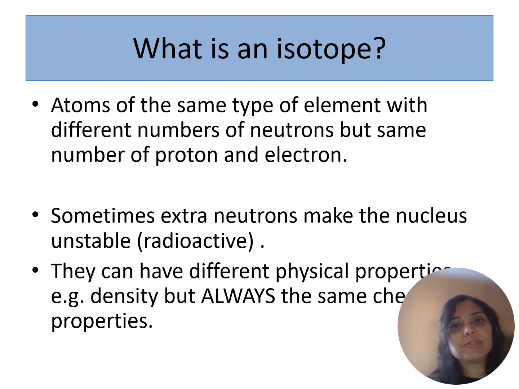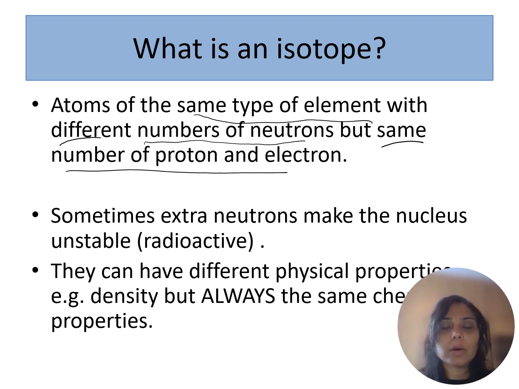So the popular definition of an isotope, which is accepted in Key Stage 4 and 5, is the same type of element with a different number of neutrons, but the same number of protons and electrons. So it's very, very important that you stress different number of neutrons and same number of protons, even if you don't do electrons. Sometimes you may also write down different mass number and the same atomic number, but if you just put the first one down, it's better than using mass number and atomic number.